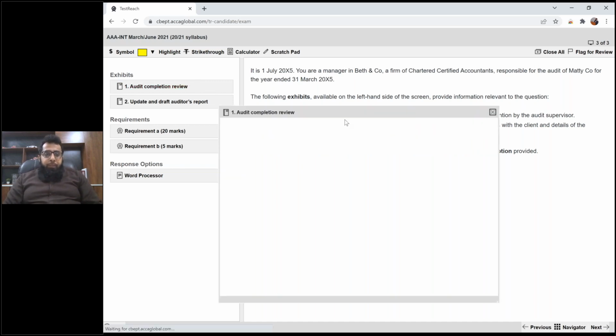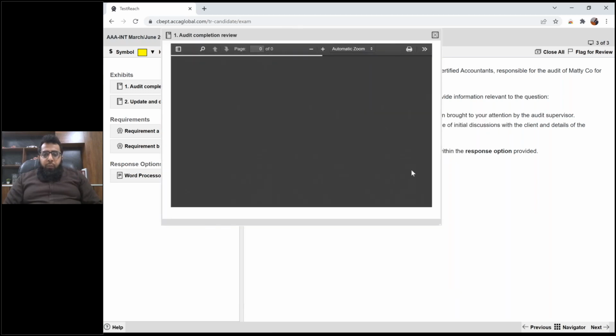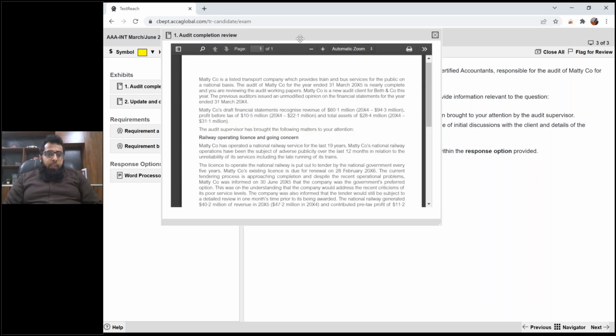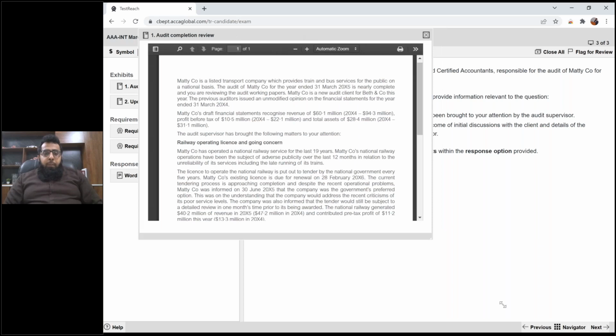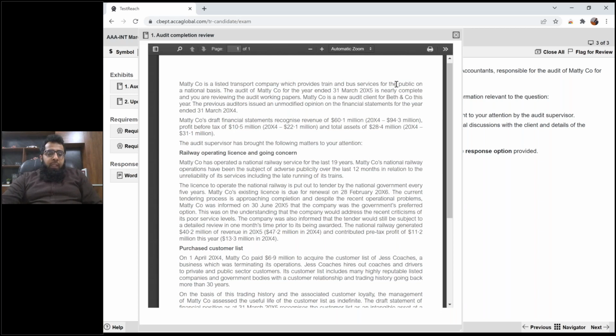What does it say? I want you all to concentrate on it, because we focus a lot on selection of the requirements. Now, this audit completion review gives us some detail about METI Company. METI Company is a listed transport company which provides train and bus services. And he has given us three issues: railway operating license and going concern, purchased customer list, and chairman statement.